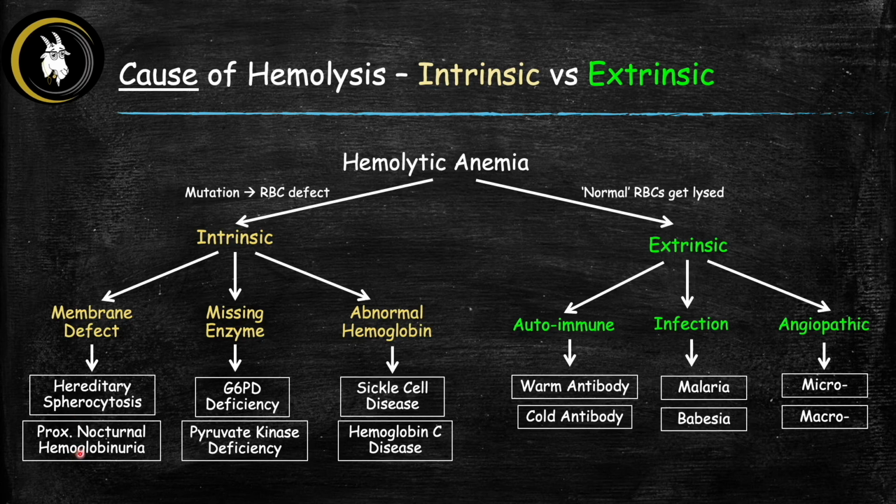spherocytosis and paroxysmal nocturnal hemoglobinuria, or they can cause deficiency of a critical enzyme in the red blood cells, as in G6PD deficiency and pyruvate kinase deficiency, or they can cause a hemoglobinopathy, which is formation of abnormal hemoglobin, as in sickle cell or hemoglobin C disease. So in the rest of this video, we're going to go through each of these 6 intrinsic causes, starting with these 2 in the membrane defect category.